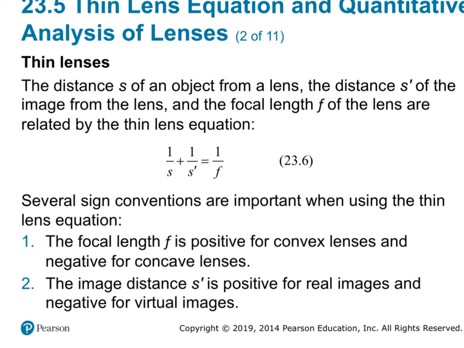We've got some sign conventions that are important. So several sign conventions. The focal length is positive for a convex lens. That's the converging one that's very similar to a concave mirror. So just like with a concave mirror that can create a real image, a convex lens that can also create a real image has a positive focal length. That means it's negative for concave lenses. That's the one that's kind of curved for nearsighted people.